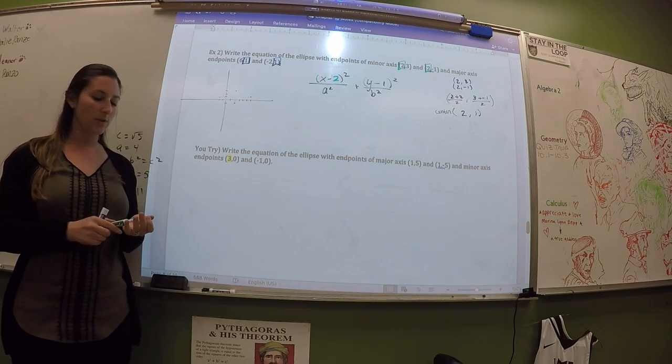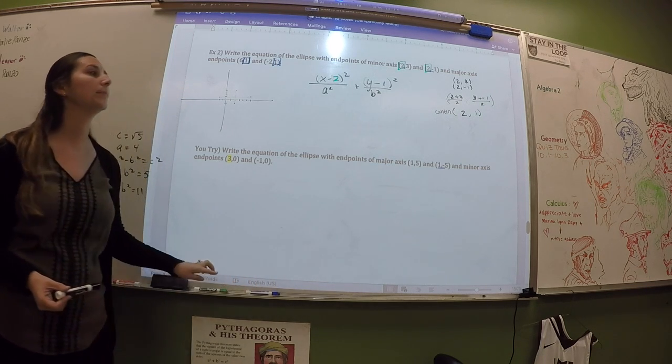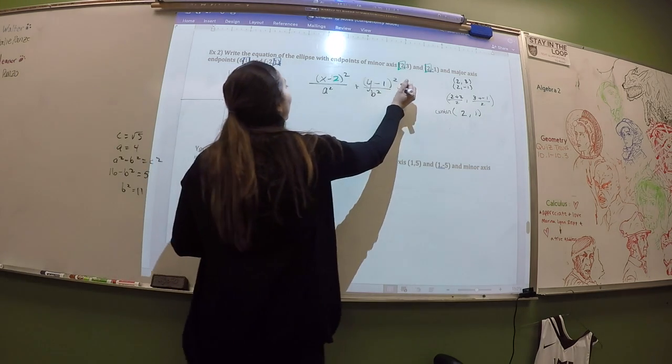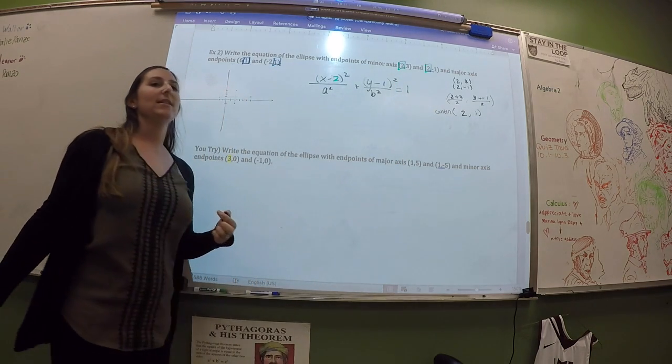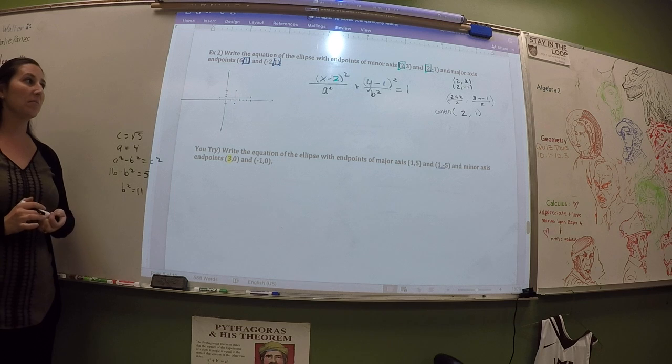So the next thing you're going to do is find your A and your B. I'm also missing something. Anyone see what I'm missing? Equals 1. Thanks. It's not an equation if it doesn't have an equal sign, so that's bad. So the next thing you'll find is A and B.